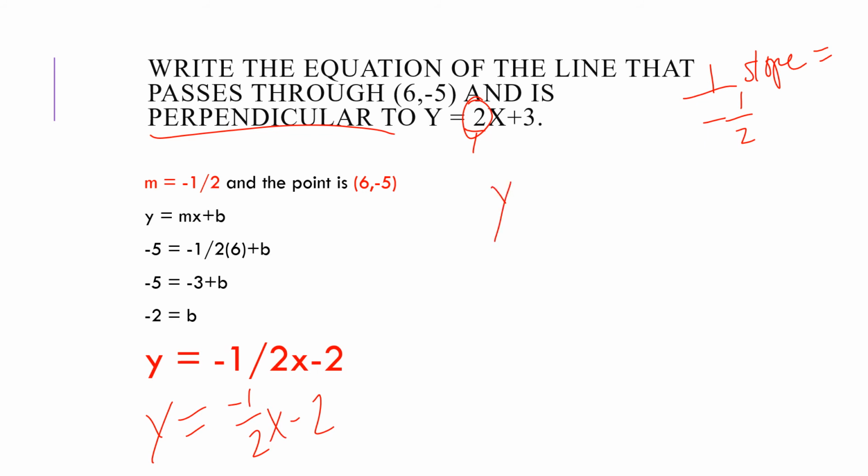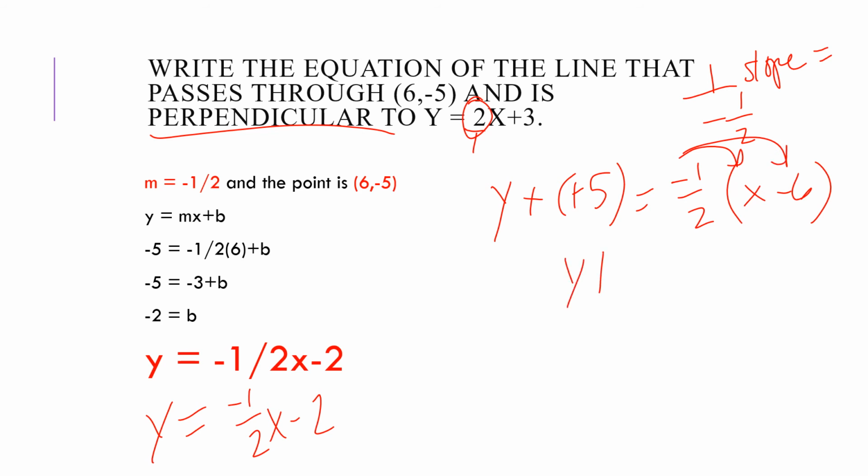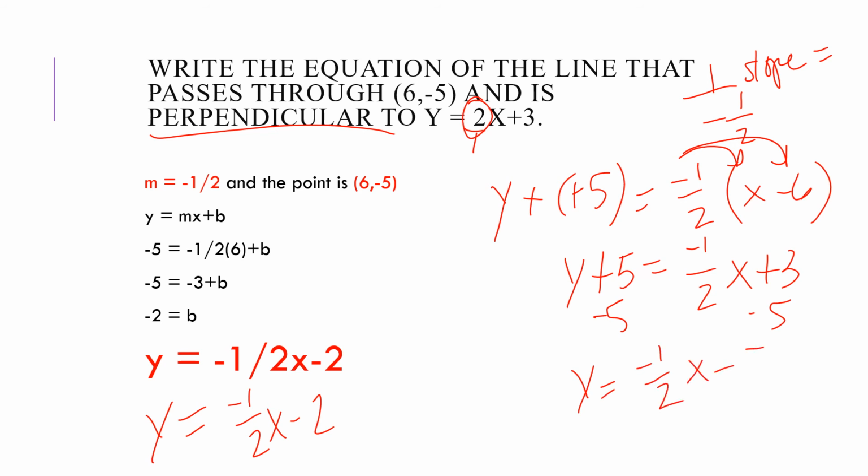Again, you can plug this into the point slope form that I prefer to use. So it would look like this. You would change this to plus a positive and then distribute the negative 1/2. So you have y plus 5 equals negative 1/2 x plus 3. And then subtract 5 from both sides and you get y equals negative 1/2 x minus 2. And still, you get the same answer.